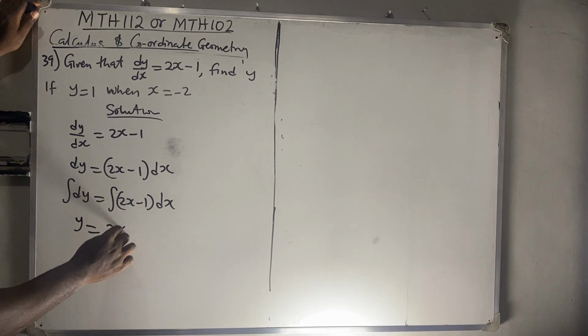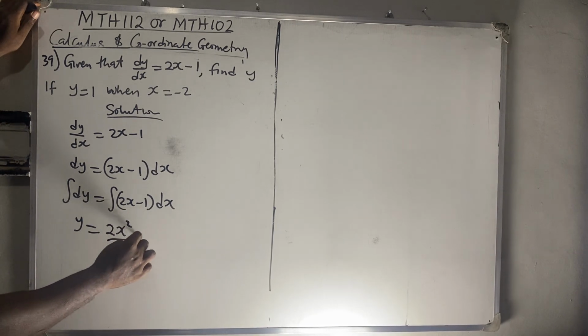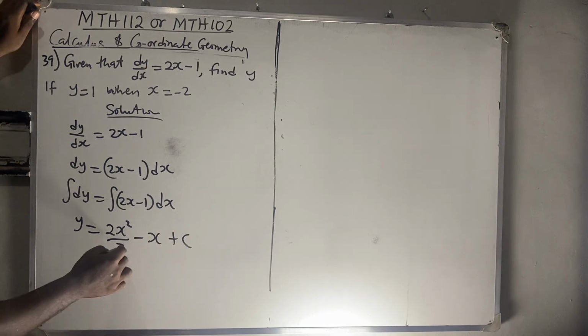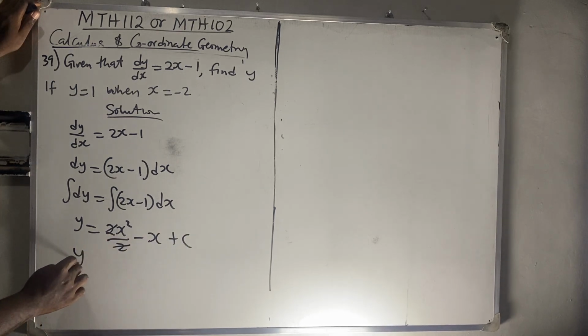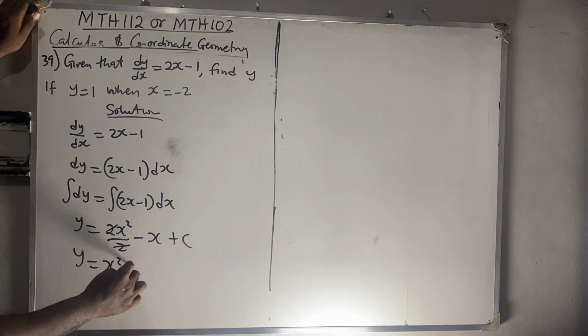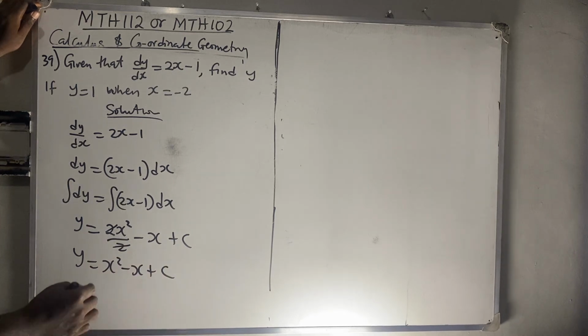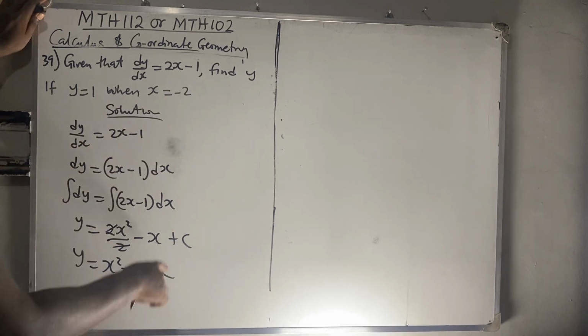It will give us 2x squared over 2 minus x plus a constant. So to cancel 2, I'm having that y is equal to x squared minus x plus a constant. But they gave us a boundary condition that will help us to get our c.